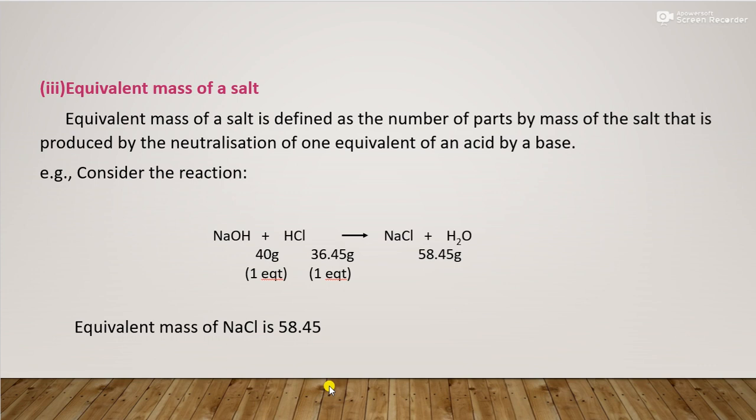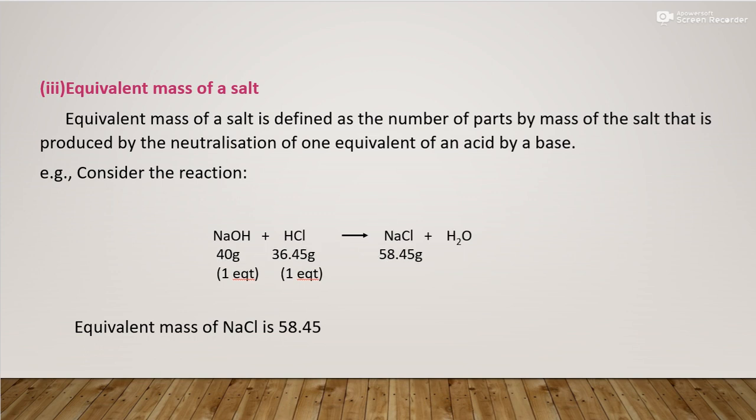Equivalent mass of a salt is defined as the number of parts by mass of the salt that is produced by the neutralization of one equivalent of an acid by a base. Consider the reaction NaOH plus HCl gives NaCl plus H2O. Here it is obvious that equivalent mass of NaCl is 58.45.